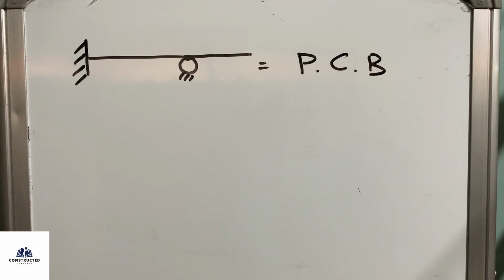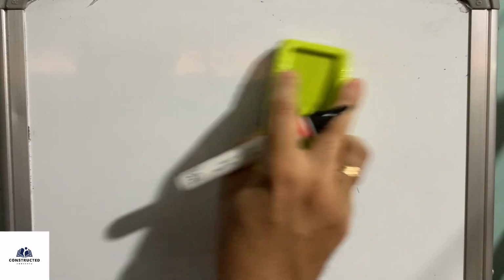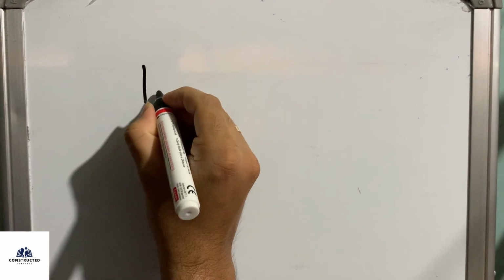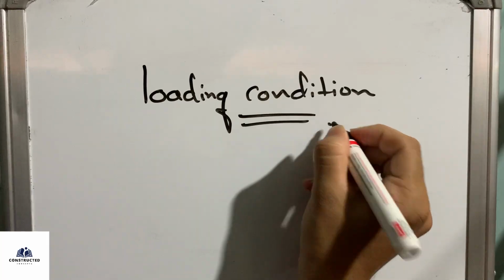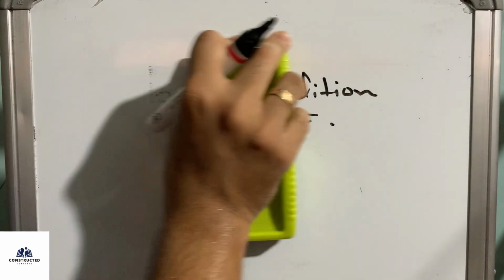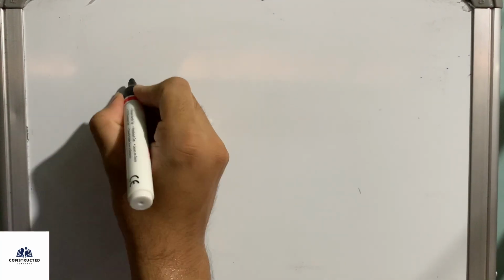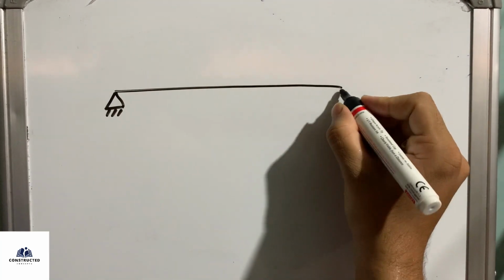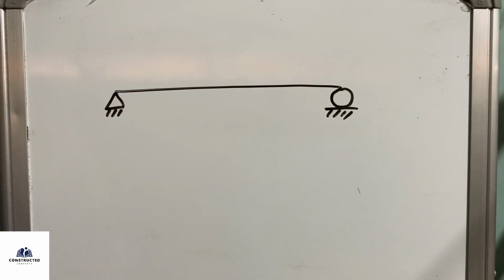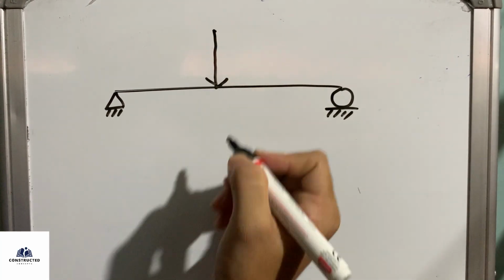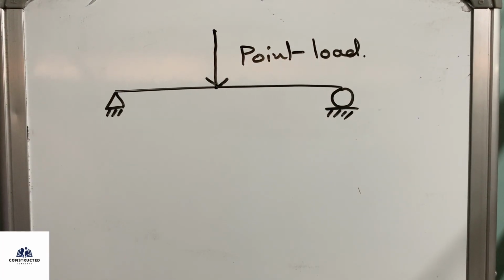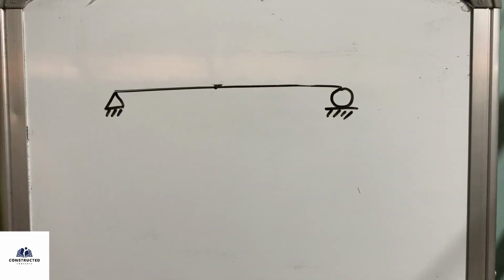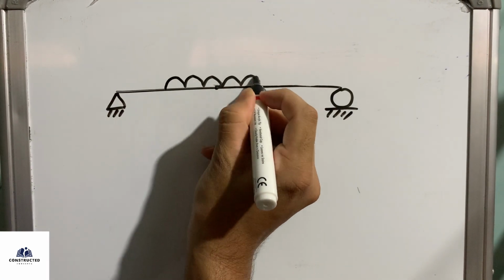So now let's move to something which is very important, which is loading condition. Now this loading condition is also very important. There are different loading conditions. With this loading condition only we can find out the diagram. So the first loading condition is point load. So this is point load which is acting anywhere, whether it can be in the middle or anywhere.